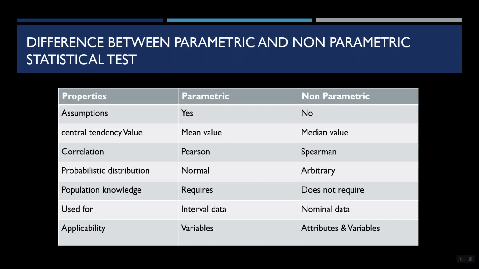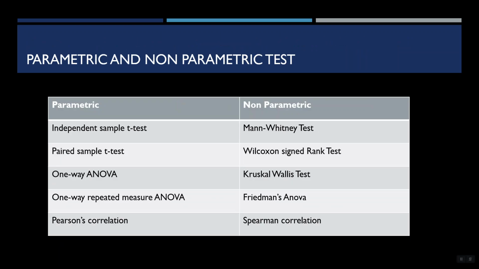Then a parametric test is applicable on actual variables, while non-parametric tests are applicable on the attributes of the variables. Some common examples of parametric tests are the independent t-test, for which the alternative in non-parametric tests is the Mann-Whitney test. A paired sample t-test is a parametric test and the alternate for this one is the Wilcoxon signed rank test.